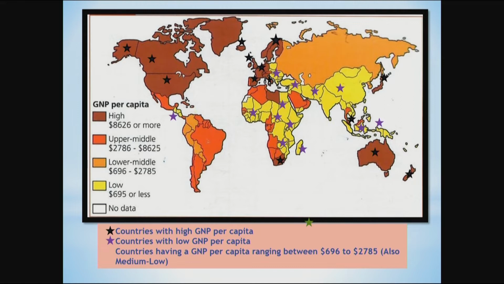Now the third part of our question 1, countries having GNP per capita ranging between $696 to $2,785. These countries are also known as the medium-low GNP per capita. So we see our green star. Okay, green star, we see over in South America. If you mention countries like Colombia, Ecuador, Peru, Bolivia, Paraguay, and over to Europe.